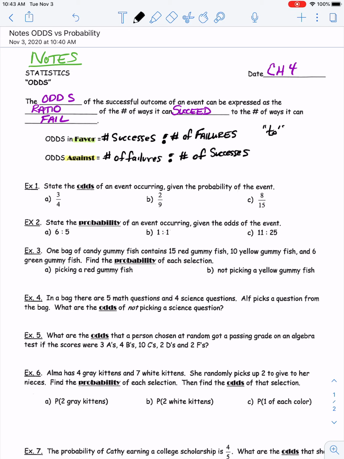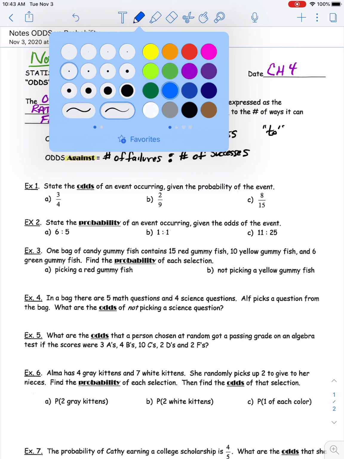Different from probability. Probability is always the number of successes you have in an experiment or an event divided by your total outcomes. So there's a total involved when you do probability, not success to failure or failure to success. Let's take a look at a couple of examples.